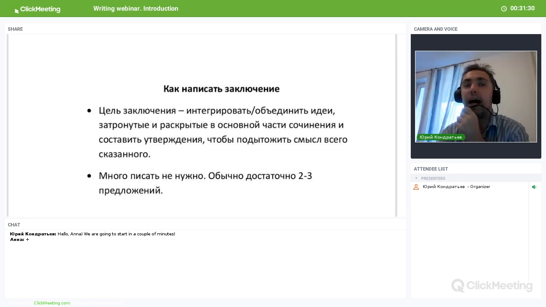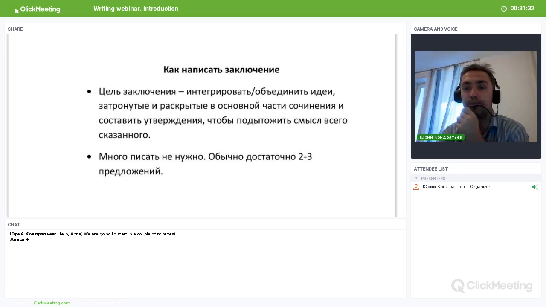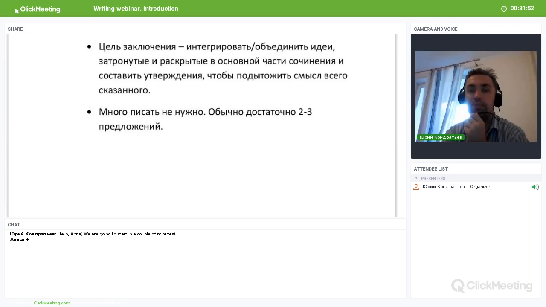And the last point, how do you write a conclusion? So in the conclusion, you integrate or unite the ideas that you touched upon in the main part of your essay. And you should summarize, you should sum up what was mentioned before. You don't have to write much. 2 or 3 sentences are normally enough.